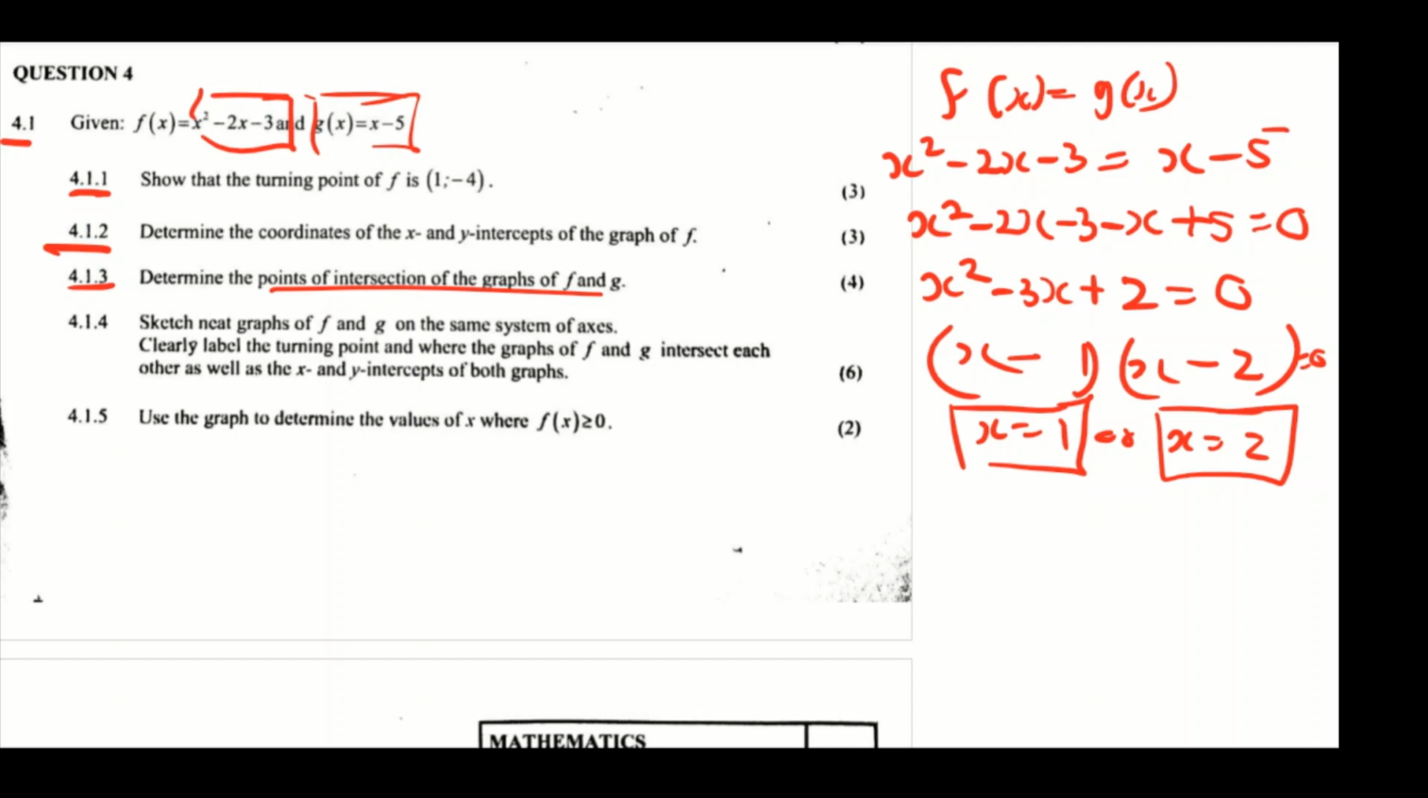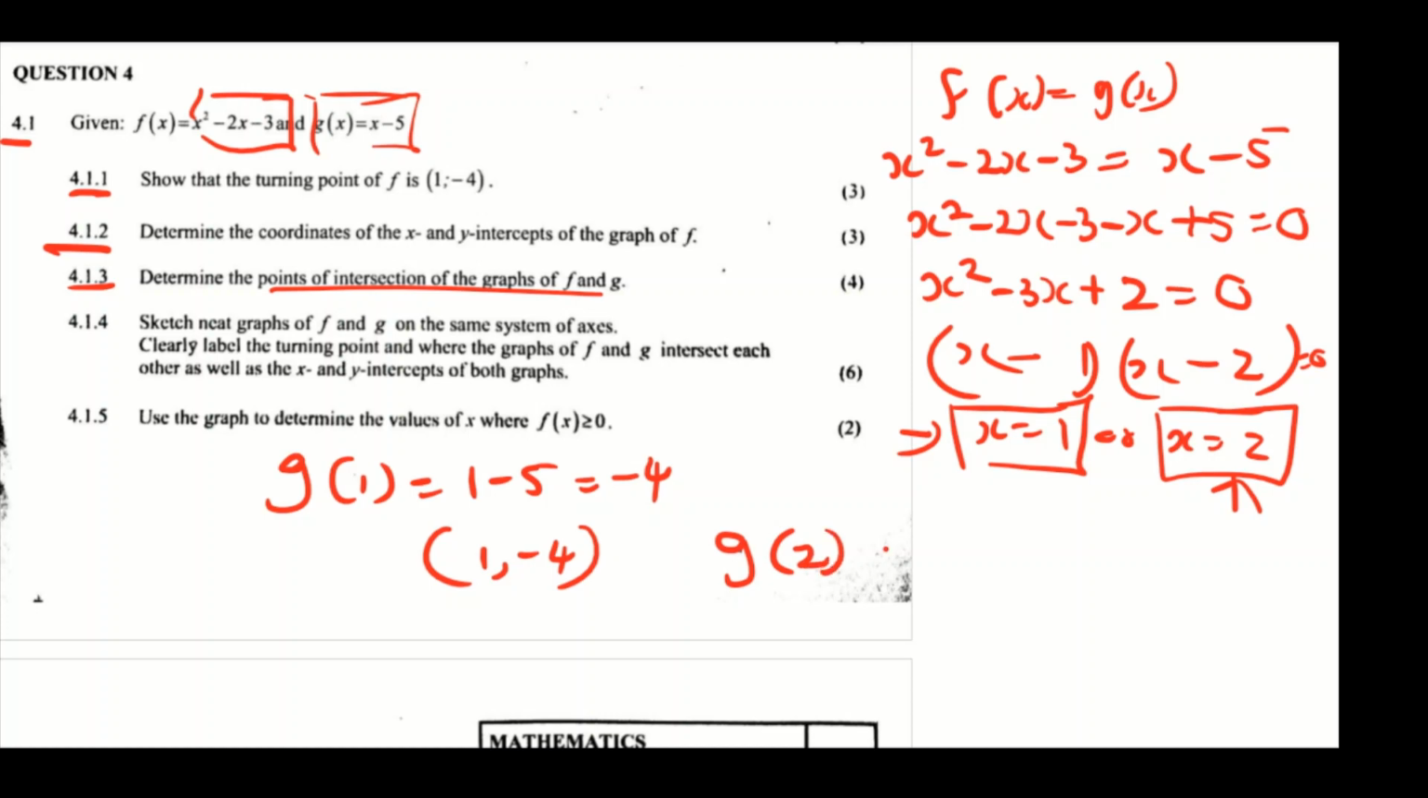So for g of x, if x is 1, it's going to be 1 minus 5, which is equal to minus 4. So in coordinate form, it's 1 and minus 4. And then for this one here, g of 2 is equal to 2 minus 5, which is equal to minus 3. So it's going to be 2 and minus 3.